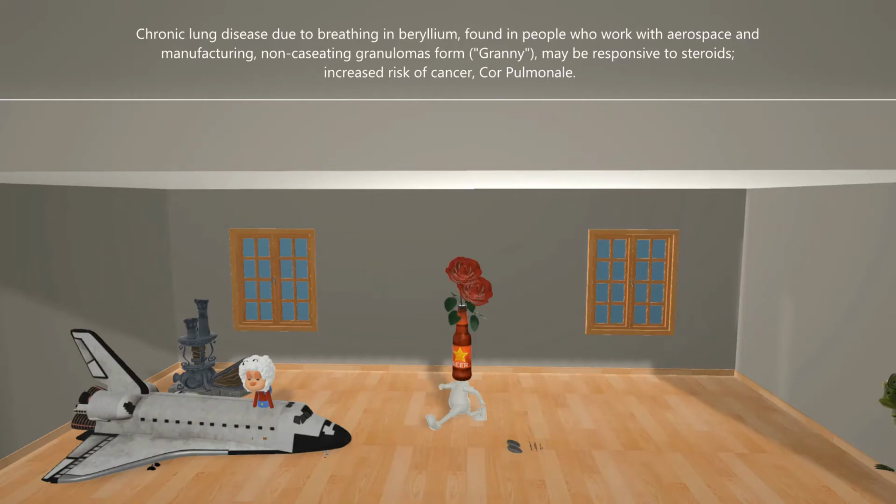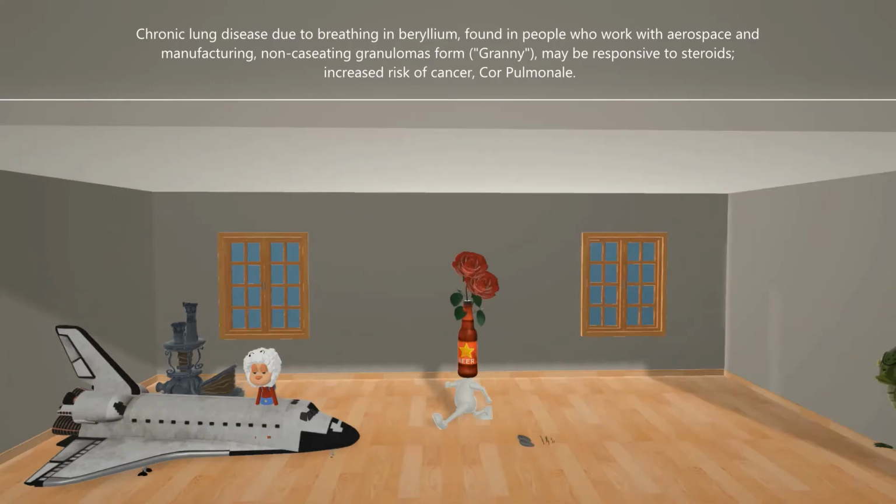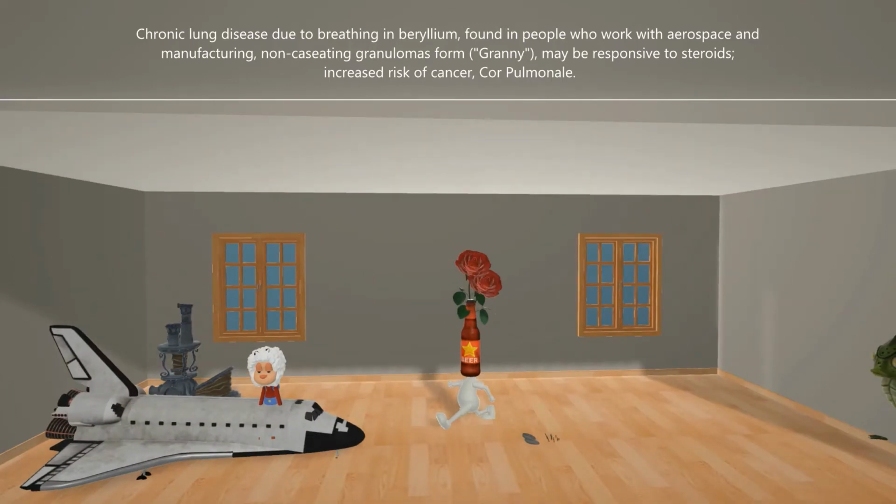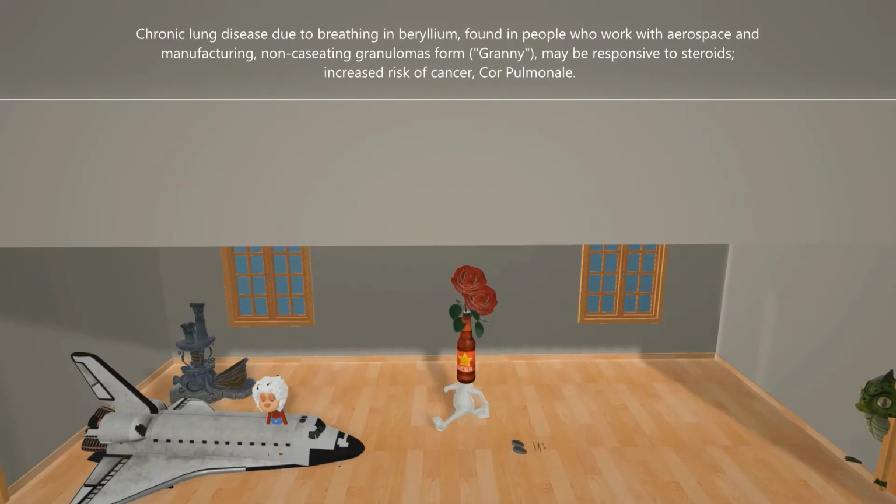And so people who develop berylliosis are those who are exposed to beryllium, such as those who work in the aerospace, represented by this rocket over here, as well as the manufacturing industries. And that's why we have the manufacturing machine back there.